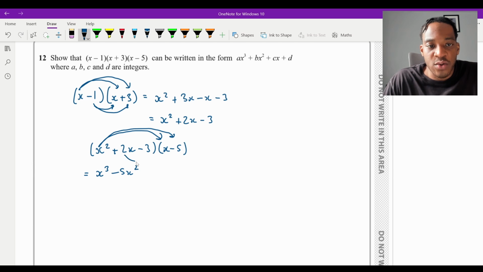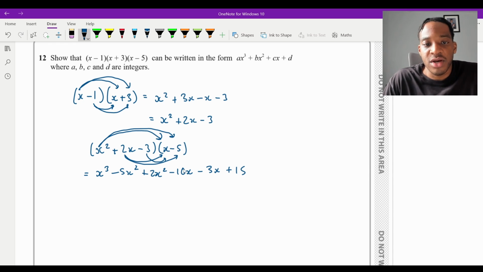And you're just going to repeat. It's going to be 2x times an x, which is a plus 2x squared. And then we're going to have 2x times a minus 5, which is going to be a minus 10x. And then we're going to have a minus 3 times an x, which is a minus 3x here. And then we've got minus 3 times a minus 5, which is going to be a positive 15, isn't it? So we've got this here.